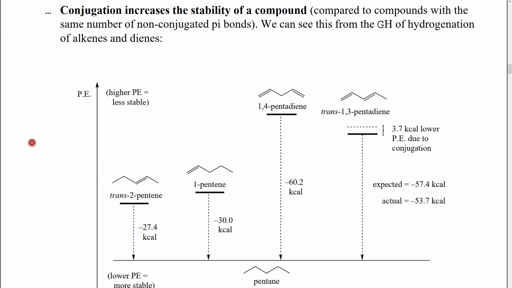Well, conjugation has several important consequences. One of the first of which is that conjugation makes a compound more stable than it would be if we just looked at the individual pi bonds by themselves without conjugation. We can see this from, I don't know why this didn't reproduce correctly, but it should say delta H of hydrogenation when we look at alkenes and dienes.